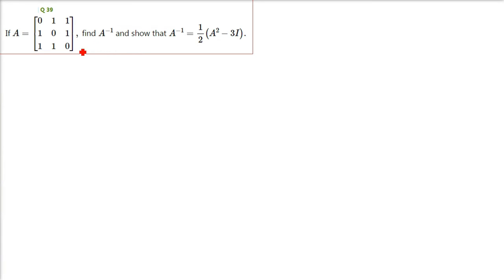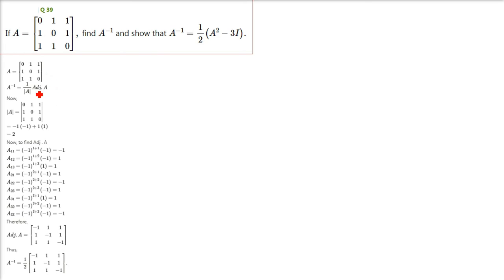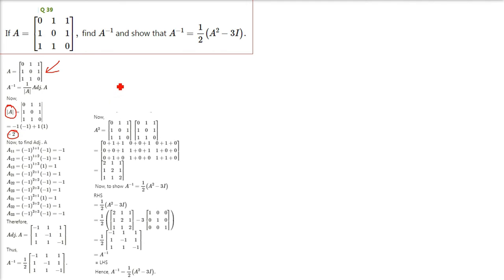Now this question, again the same thing. We have to find A inverse and show that A inverse is equal to this expression. So A inverse is adjoint A by determinant of A: take the cofactor matrix, take the transpose, and once you take the transpose, divide it by the determinant of A. Then you have to find A square, so multiply A with A, and keep this A square here.